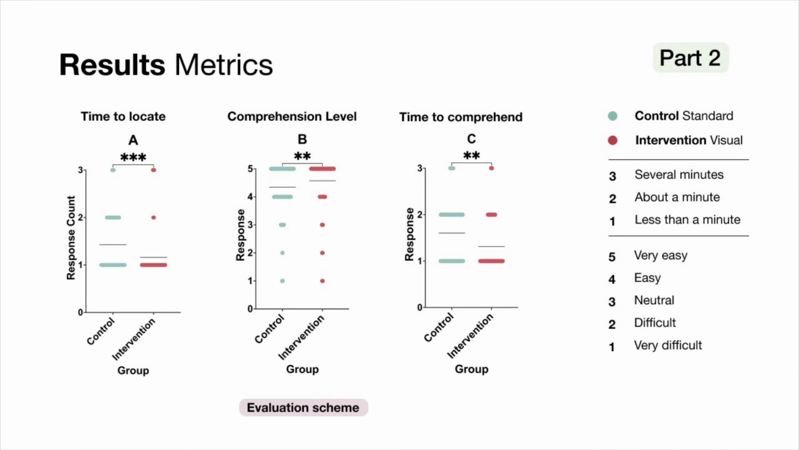So here we get into the metrics: time to locate, comprehension level, and time to comprehend. So these three graphs here represent the evaluation scheme component. And across all three metrics, we see statistically significant differences between the control and intervention group. The intervention group that received the visual outline were able to locate the evaluation scheme quicker, they were able to understand it at a deeper level, and they were quicker in understanding it.